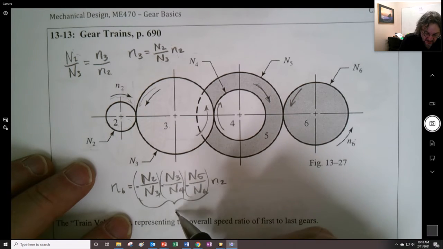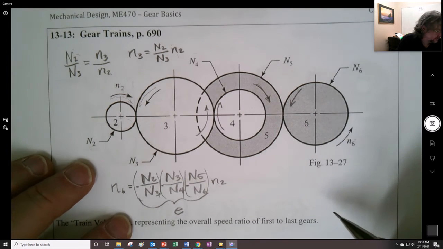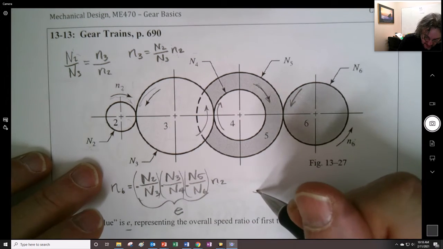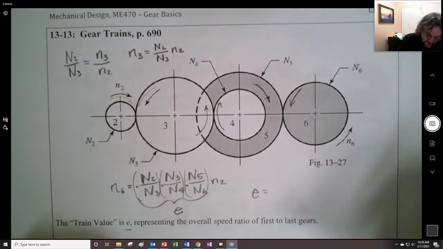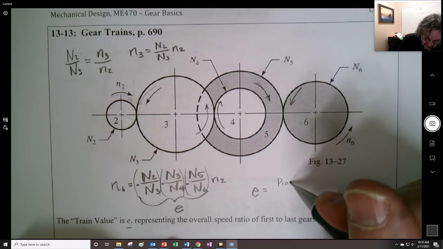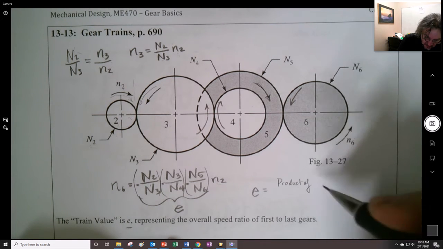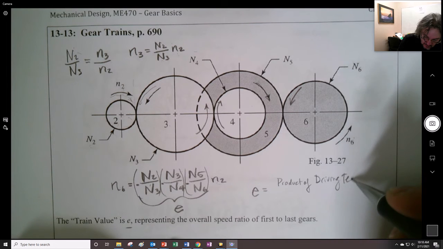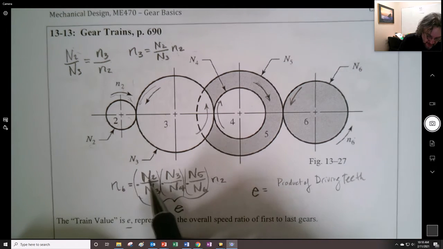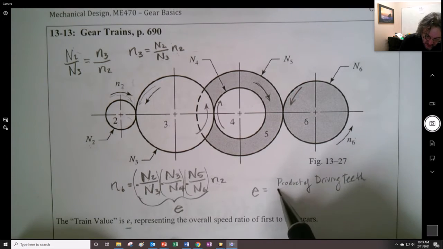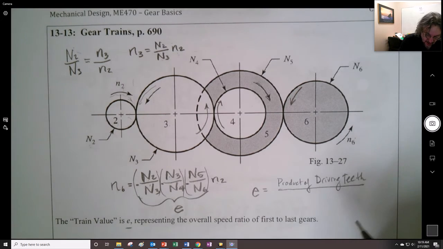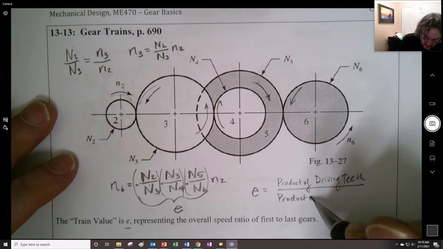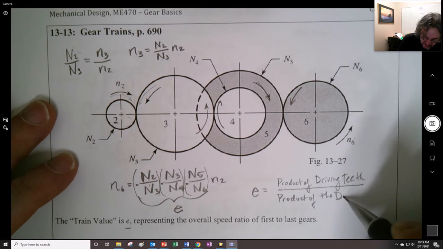So what we refer to this thing as is the gear train ratio, right there, that gear train ratio. And we could define the gear train ratio as being the product of the driving teeth, right? So we multiply all the numbers of teeth that are on each gear that is acting as a driver, and the product of the driven teeth.